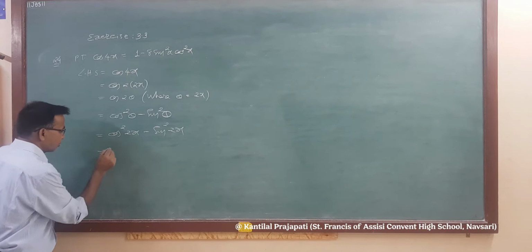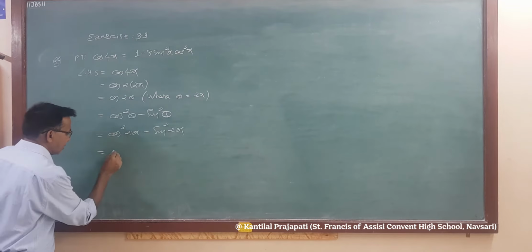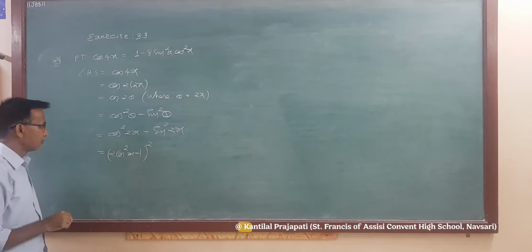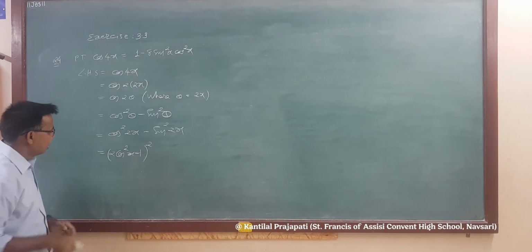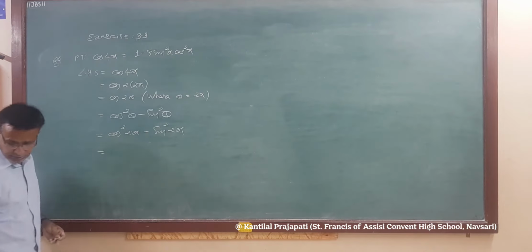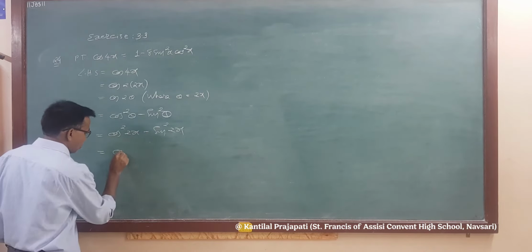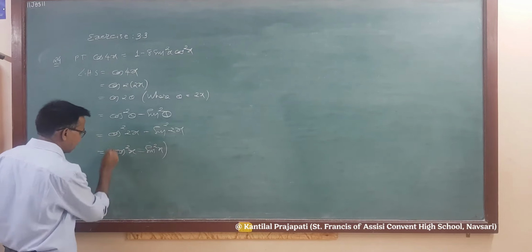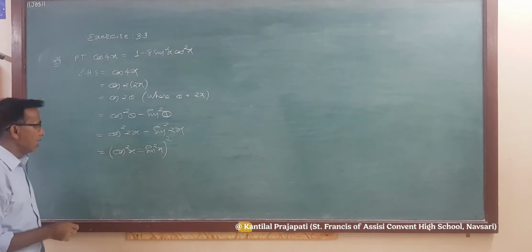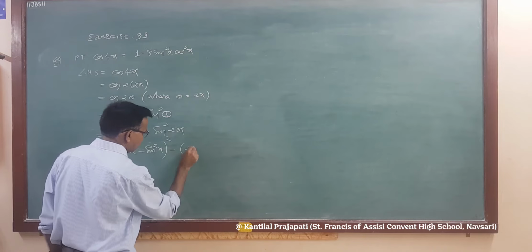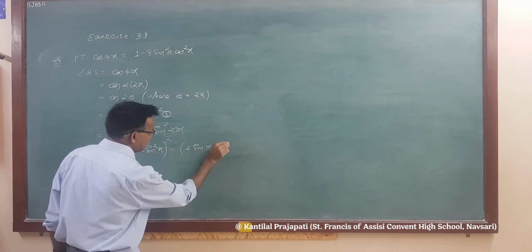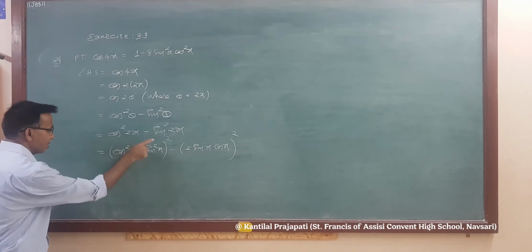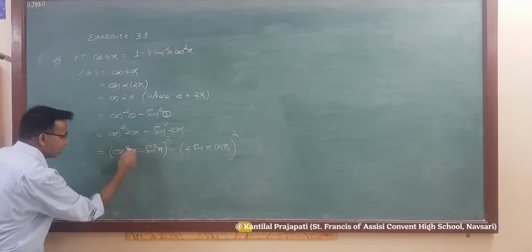Sorry, we write here better: cos 2x will be written as cos square x minus sin square x, and its square. This is a formula of cos 2x, and sin 2x is 2 sin x into cos x, whole square. This is a formula of sin 2x. Now simplify. Expansion of bracket a minus b whole square.